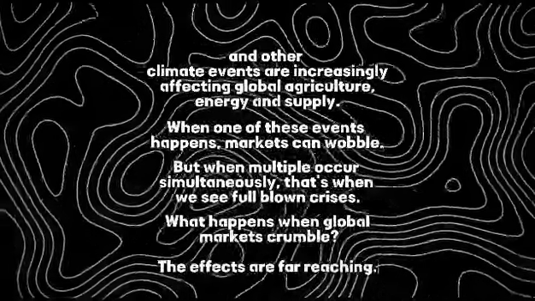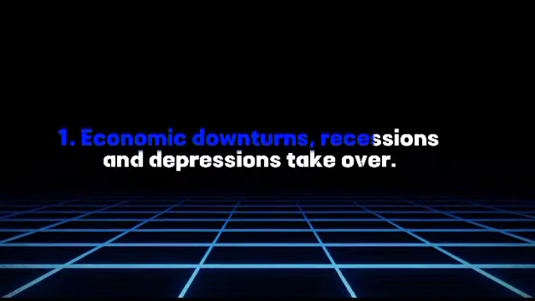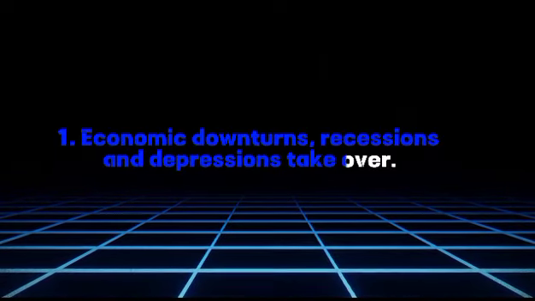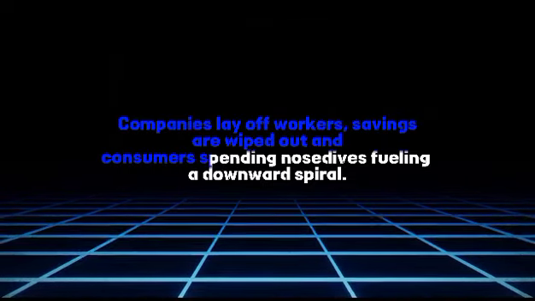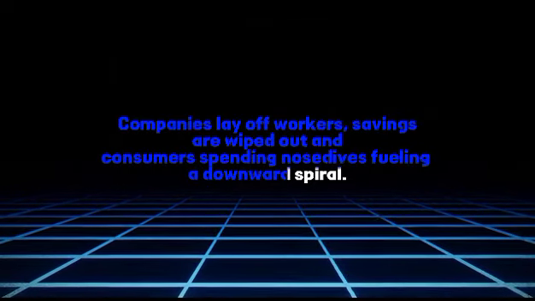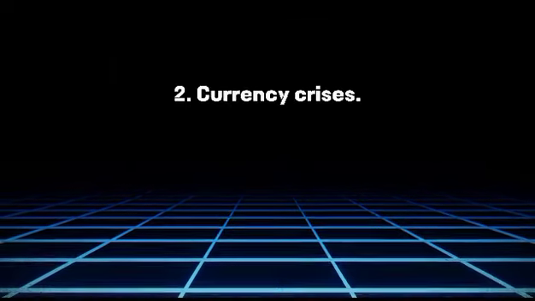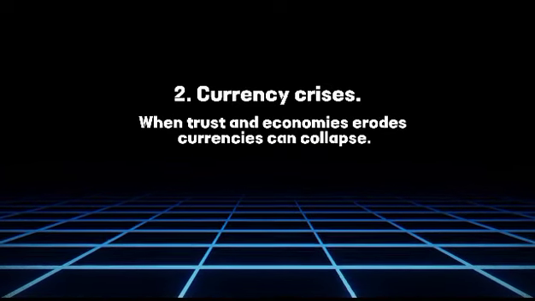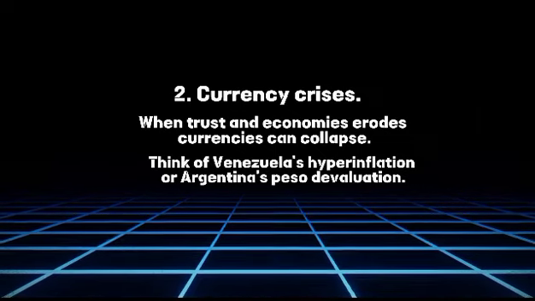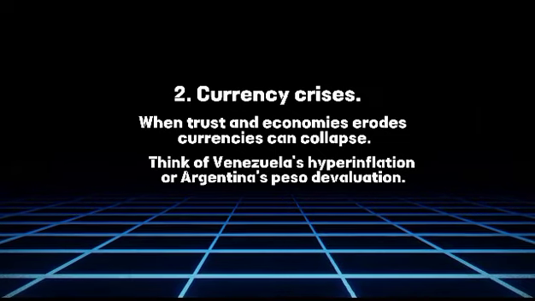What happens when global markets crumble? The effects are far-reaching. Let's break it down. 1. Economic downturns. Recessions and depressions take over. Companies lay off workers, savings are wiped out, and consumer spending nosedives, fueling a downward spiral. 2. Currency crises. When trust in economies erodes, currencies can collapse. Think of Venezuela's hyperinflation or Argentina's peso devaluation.